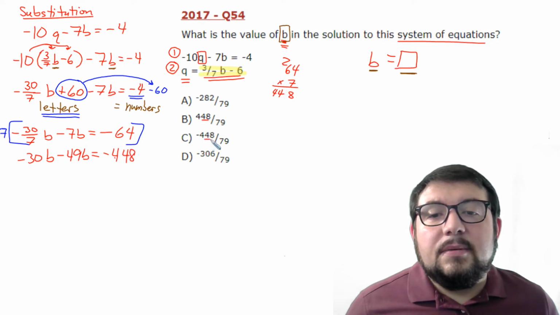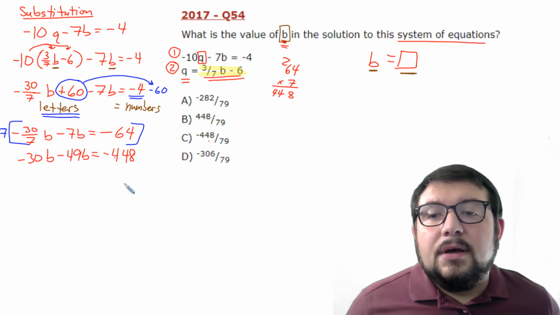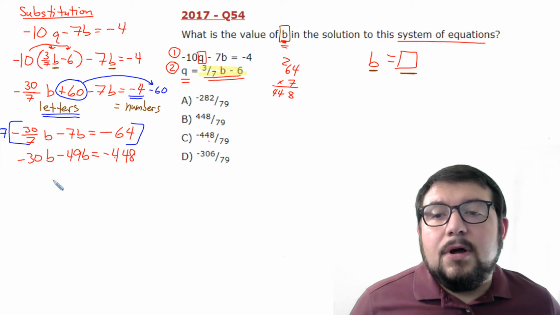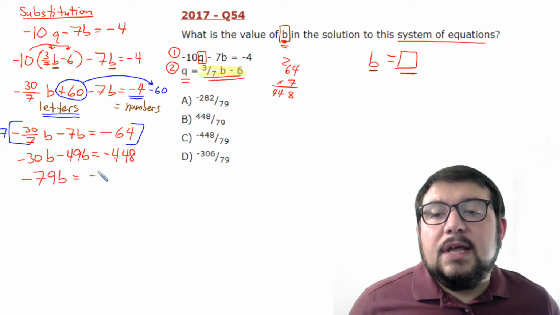And look at that. Hey, that's a number that appears in my answer. So I'm getting close here. I'm getting very close. Okay, so now I'm just going to simplify one more time. I have negative 30 and negative 49. So that makes a total of negative 79b equals negative 448.